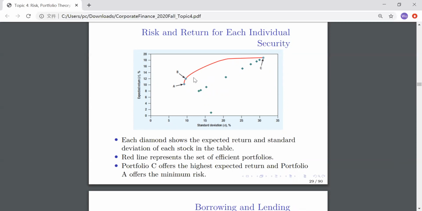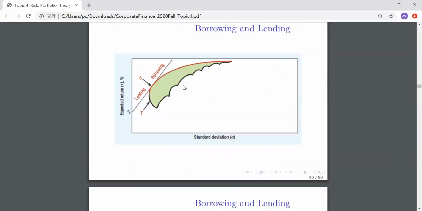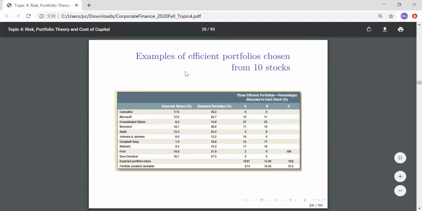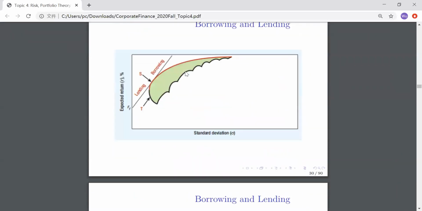So on the red curve, that is portfolio C, right? And also, what is the portfolio that gives you minimum risk? Here, it's portfolio A, right? So again, this comparison is globally across all efficient portfolios. Now we have the idea of the efficient portfolio here, right?